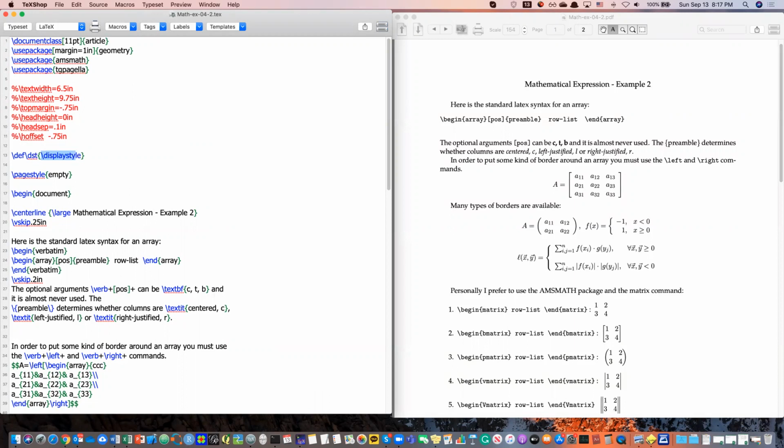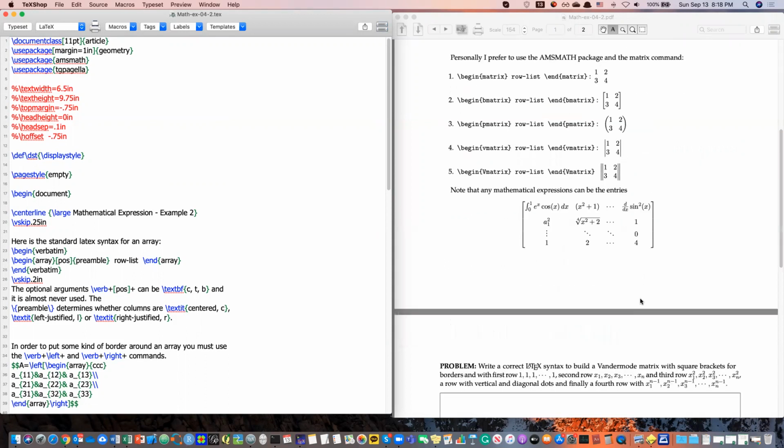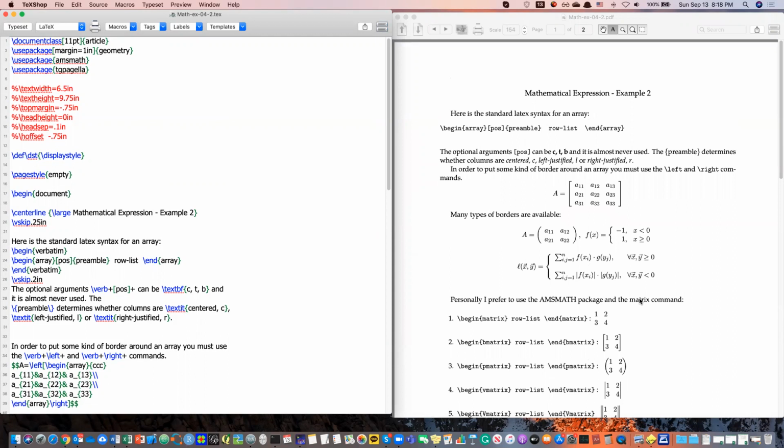Sometimes for a long command, we can define a new name for the long command. See that \def and then backslash dst. So we define backslash dst as the alternative command of backslash displaystyle. And then pagestyle empty, so we don't get the header and footer, right?